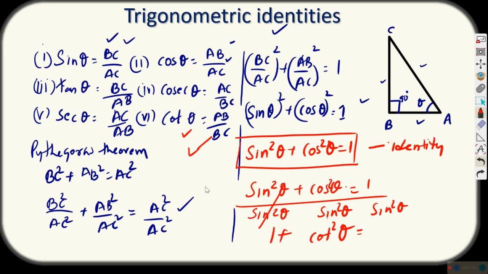1 upon sine square theta. Just now you understood that 1 upon sine theta is nothing but cosec theta. So we will write cosec square theta. All these relationships should be very thorough and clear with you. One upon sine theta is equal to cosec theta. So what we will write? We will write 1 plus cot square theta is equal to cosec square theta. Understood? This way we develop new identities, which are useful to us.